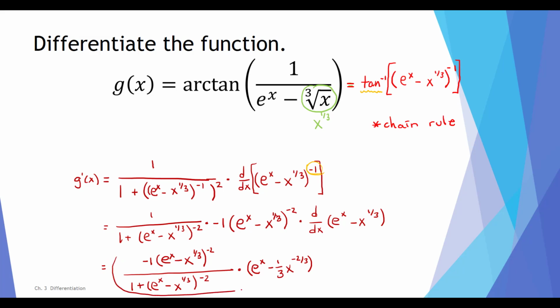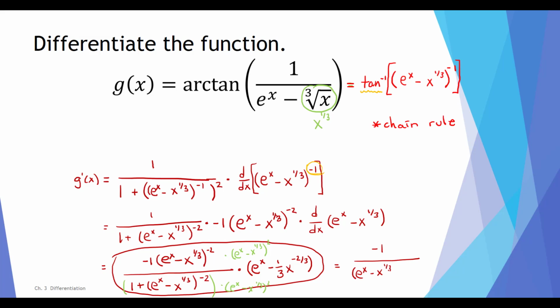This expression is fine. You could clean this fraction up a bit by multiplying the top by (e to the x minus x to the 1/3) squared, and also the bottom by (e to the x minus x to the 1/3) squared, which would give you a slightly neater expression of negative 1 divided by ((e to the x minus x to the 1/3) squared plus 1), times (e to the x minus 1/3 x to the negative 2/3).